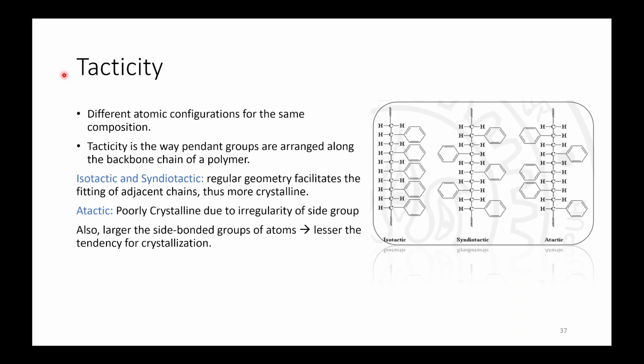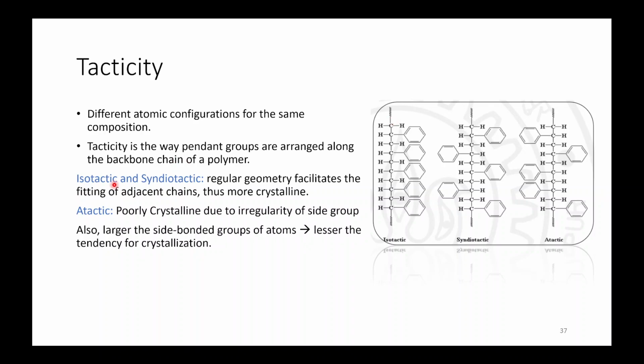Now, another property of polymers is tacticity. It is a different atomic configuration for the same composition. These all will have the same composition, the same number of carbon atoms and hydrogen atoms, but they will have different configurations. So, tacticity is the way pendant groups are arranged along the backbone chain. The backbone chain is this one, the main chain of carbon atoms. Pendant atoms are arranged along the backbone chain of a polymer.